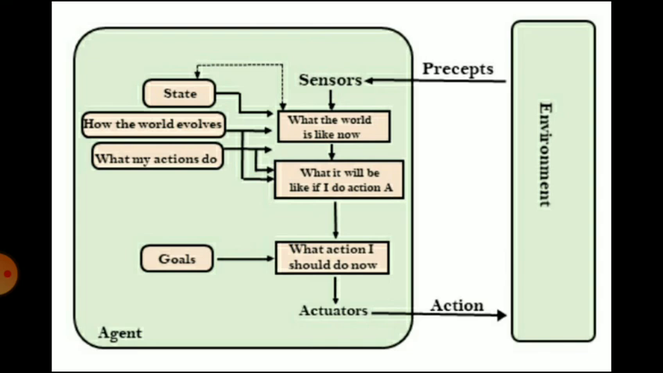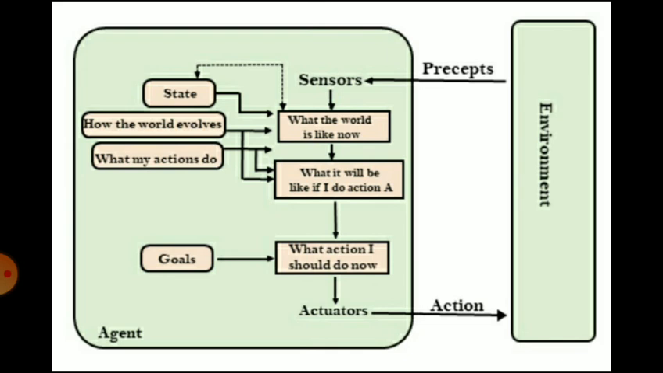Goal means it is a desirable situation. So the goal is fixed. It works on the current perception and a history. Current perception means what the world is like now. And history means how the world evolves. That is a model.